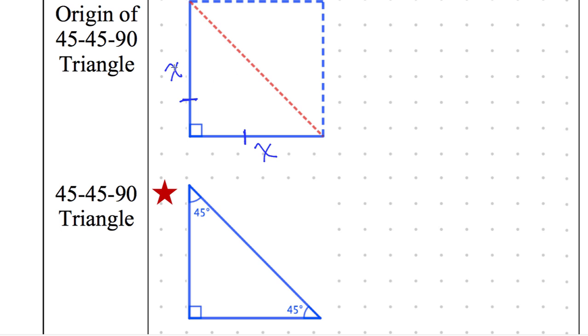All right. If that length is x, that length is x. Let's call this length, for now, y. We're going to solve for this y.